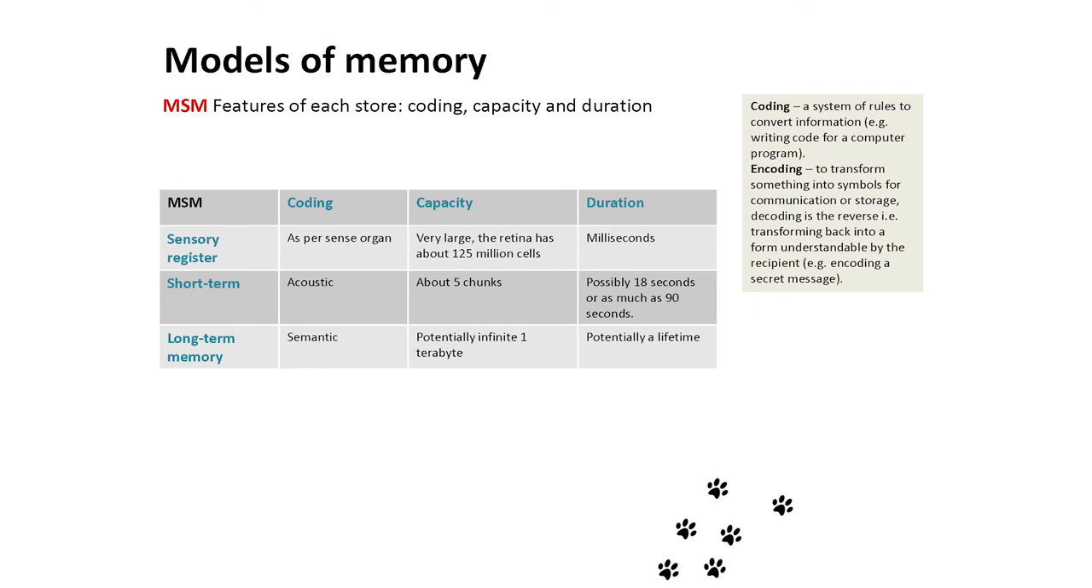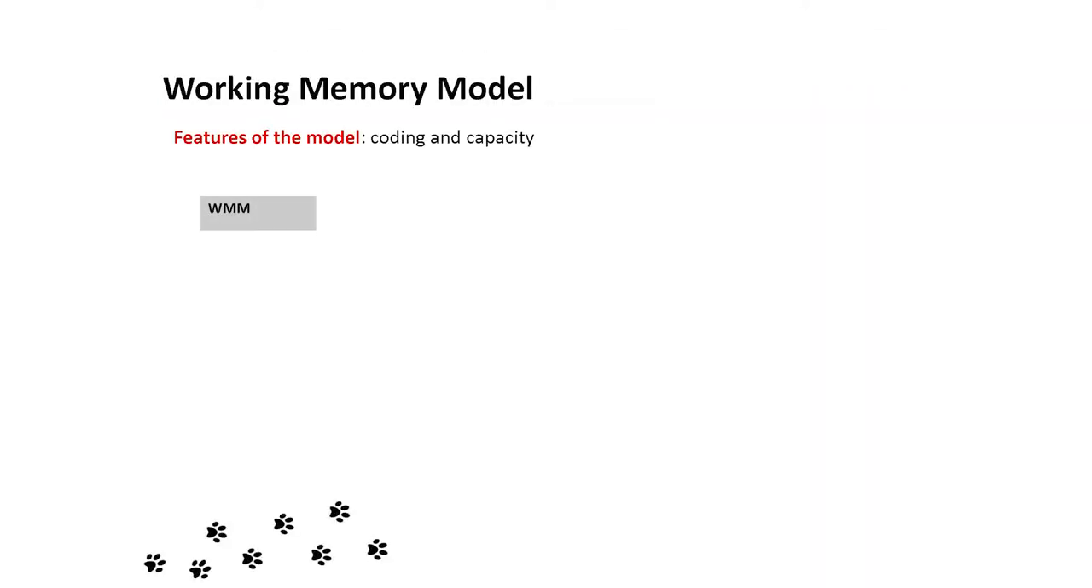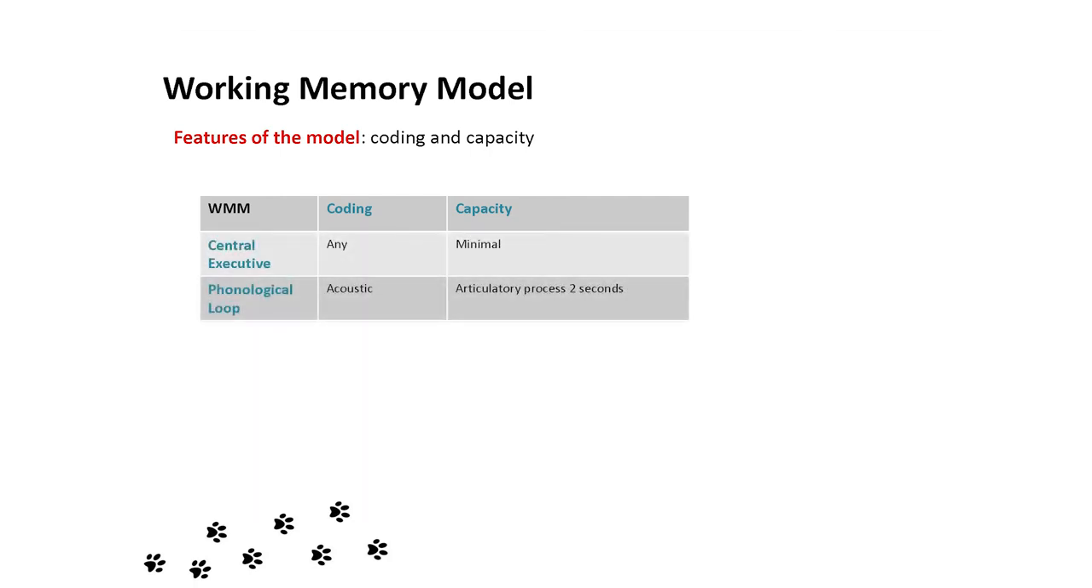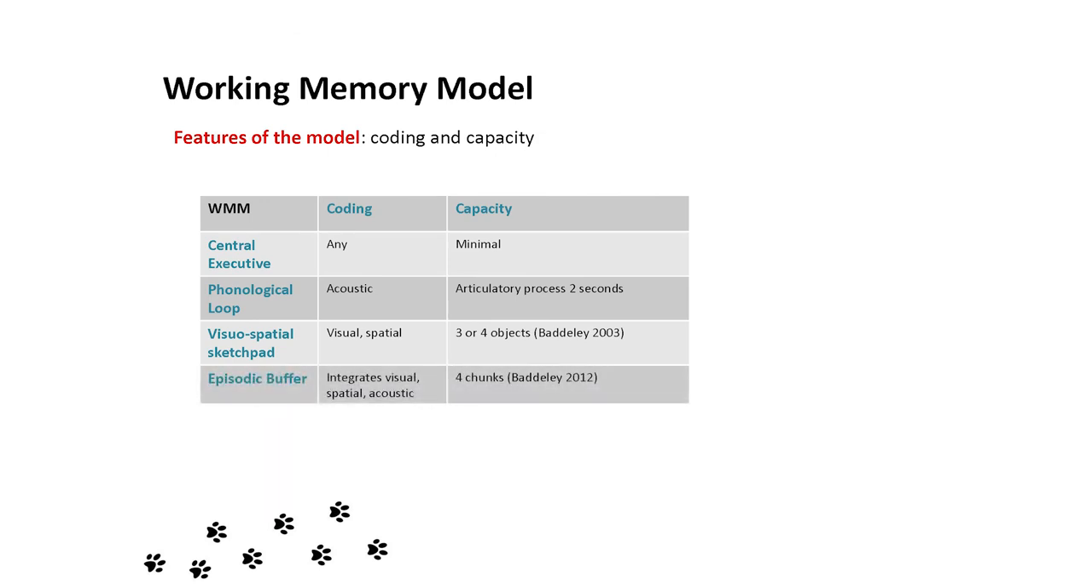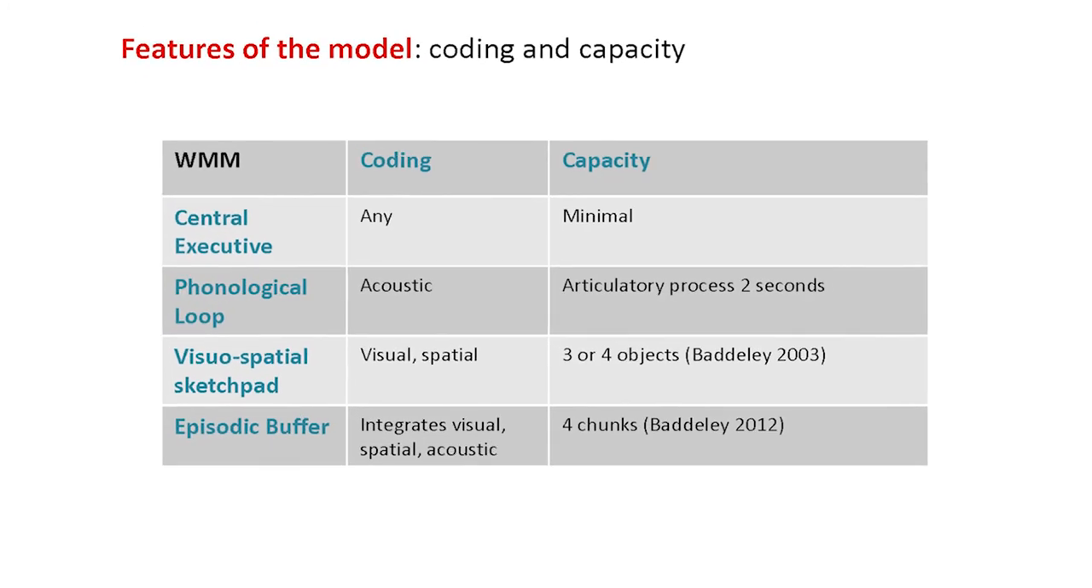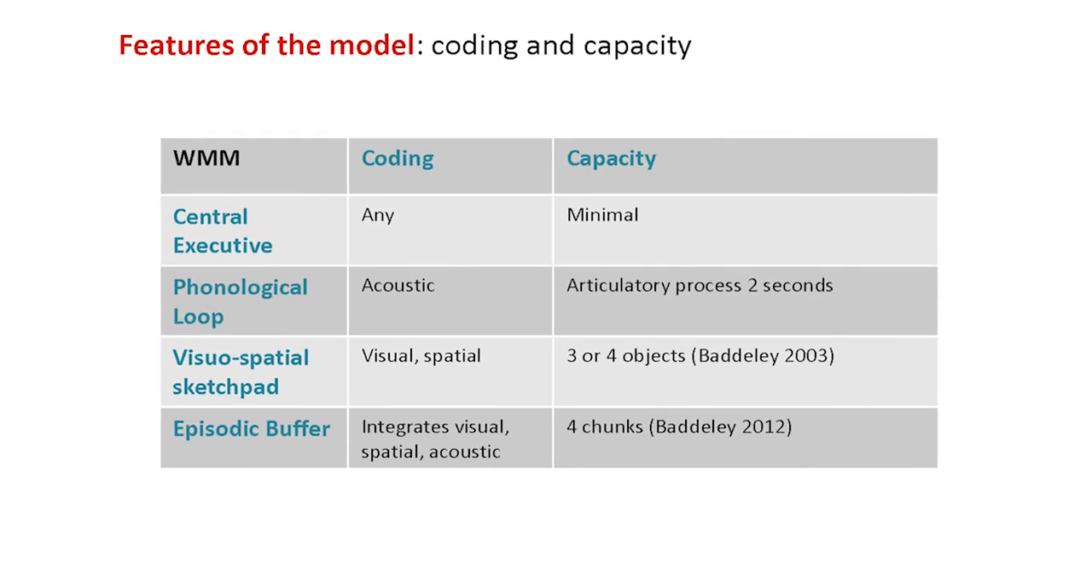So the second model, the working memory model. In this case, you don't need to know coding, capacity and duration. You just need to know coding and capacity of all four stores. So those four stores are now named in the specification, which means that you have to cover all four, because students could be asked individually about any of the four components. That is the central executive, the phonological loop, the visual spatial sketch pad, and the episodic buffer. And they need to know the coding mechanism in each of those and the capacity.